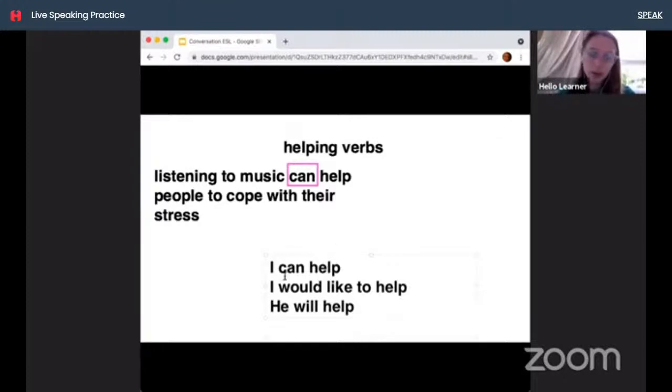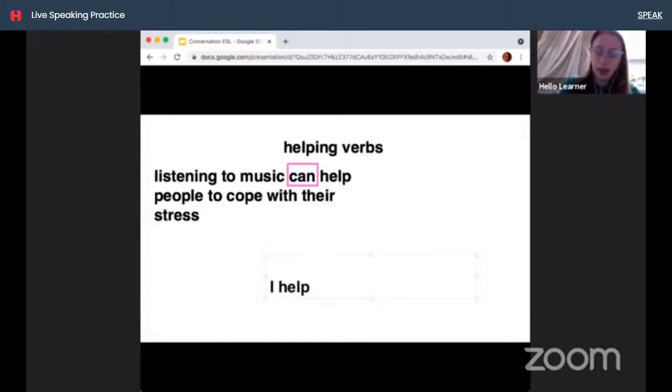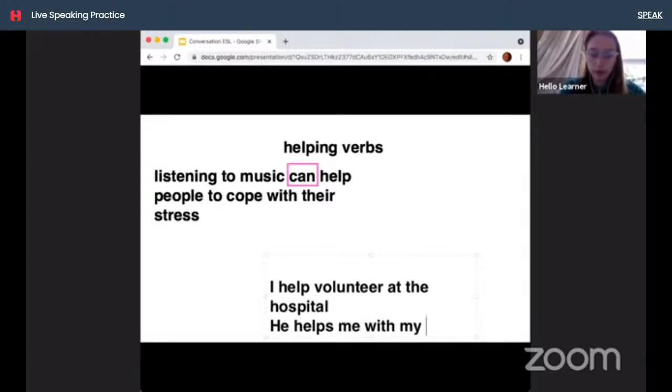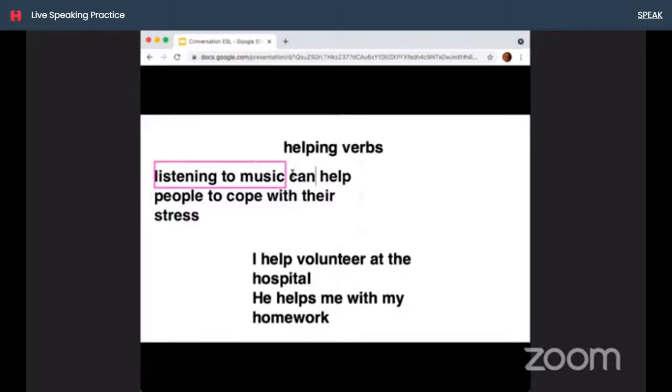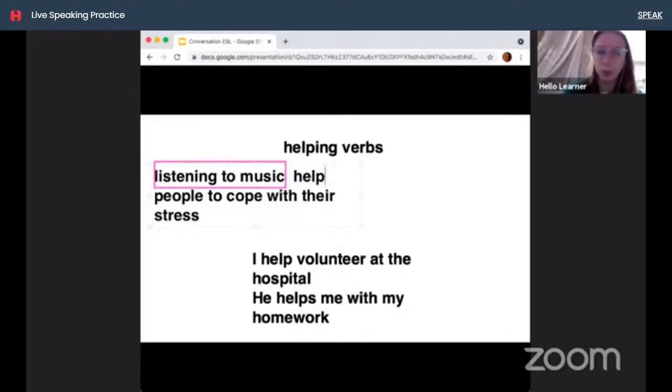The only time that we use help on its own is if you talk about something you do a lot, in general. I volunteer at the hospital. He helps me with my homework. But when we say listening to music can help people to cope with their stress, or you can change it to helps. It helps. Does that make sense? So you can say can help, or you can say listening to music helps.